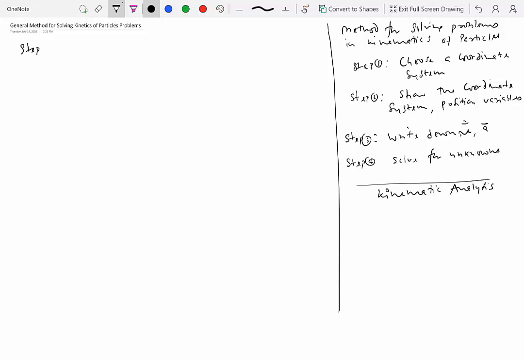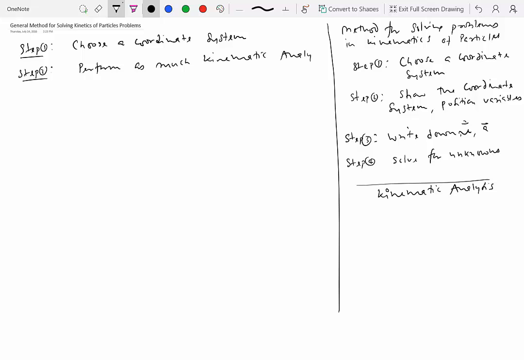So step 1 is, again, same as what was the step in the kinematics of particles method. Choose a coordinate system, and then step 2 would be perform as much kinematic analysis as you can. Okay, and remember, what is the goal? The goal of this step is to get the velocity and acceleration as much as you can.